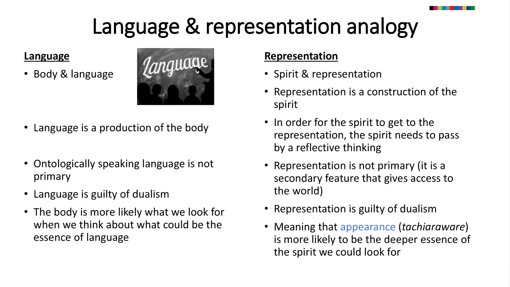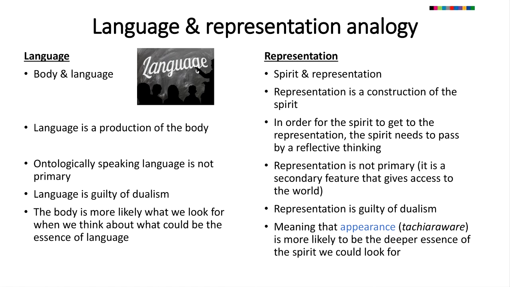So here's the language and representation analogy to understand what I'm saying. On the language side, we've got body and language. Well, in the representation, we've got spirit and representation, okay? In the language part, language is a production of the body, okay? Well, in the representation, it's a construction of our spirits. It's nothing other than a construction of our spirits. And ontologically speaking, language is not primary. What is primary to language is our body, okay?